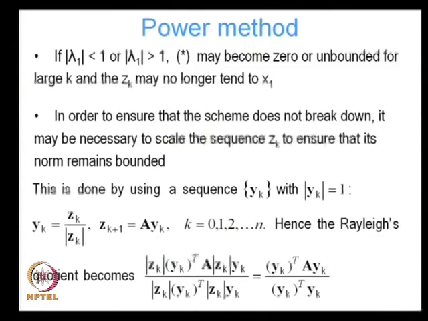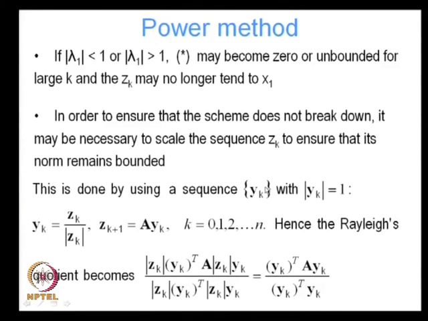Well, in order to do that, we normalize. In order to ensure that the scheme does not break down, it may be necessary to scale the sequence z_k to ensure that its norm remains bounded. That is, every time we compute a new z_k, we normalize it. We compute its norm, divide each term in the vector by the norm, and we get a vector with a unit norm, right. So, this we get the sequence.